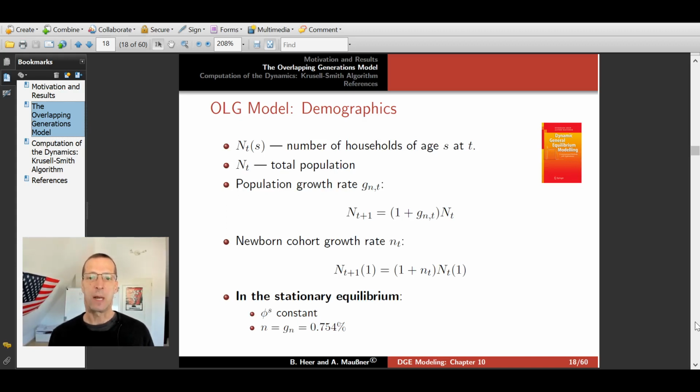The variable N_{s,t} describes the number of households at age s in period t, and N_t is total population. And we assume that total population grows at the rate g_{N}, and that the newborn cohort at age 1, well, they grow at the rate n. And in the stationary equilibrium with constant population growth rates and constant survival probabilities, the newborn growth rate n_t is equal to the population growth rate g_{N,t}. This is not the case during the transition, for example, now in the demographic transition. This holds only in stationary equilibrium. And we set the population growth rate to the empirical value, which is 0.75 in the last decade.